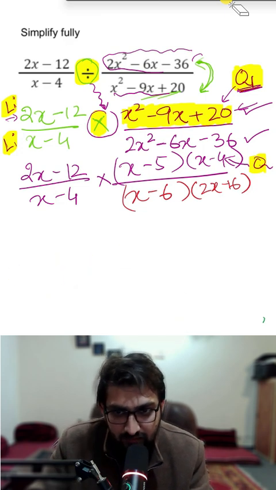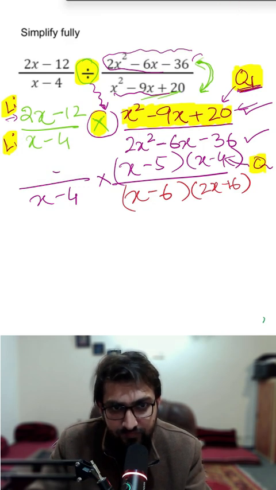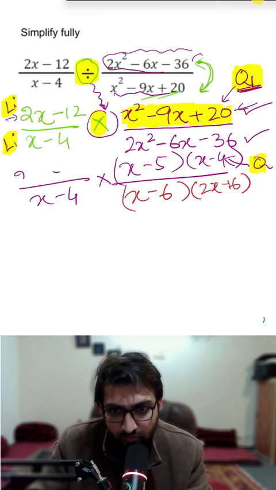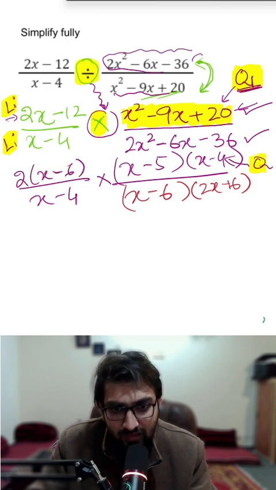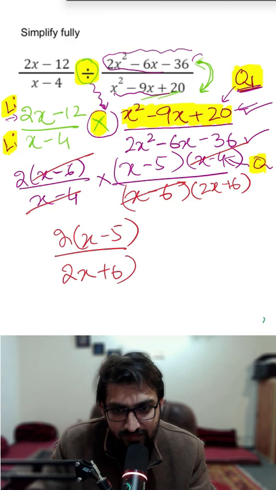So let me remove the other things now, and I can write the L1, that linear. I can write that as, I can take 2 common, so it will become 2 times x minus 6. So now we will cancel out. So this can be cancelled out with that, x minus 6, and x minus 4 will cancel out with x minus 4. So the answer will be 2 into x minus 5 divided by 2x plus 6. That's the answer. This is how we simplify that.